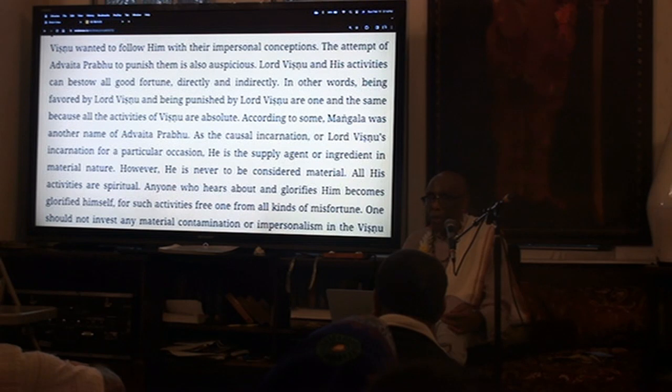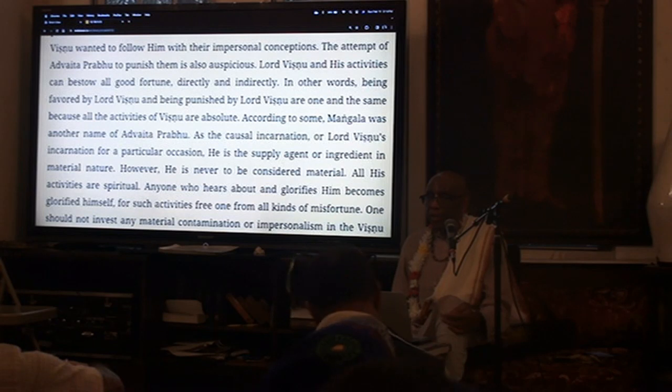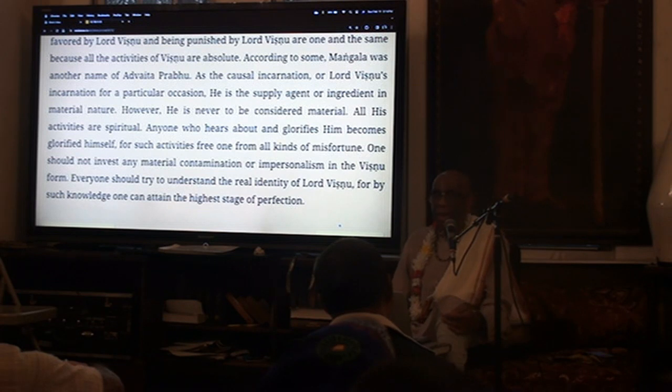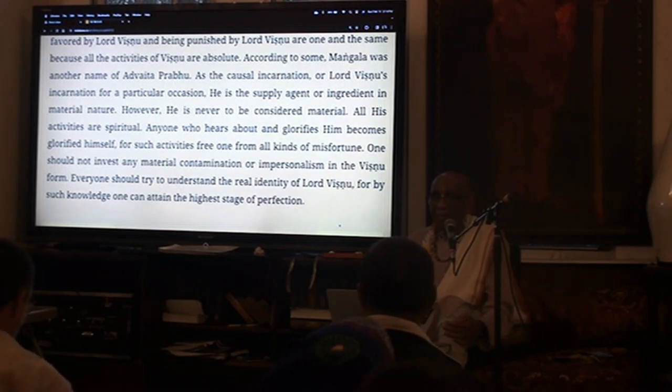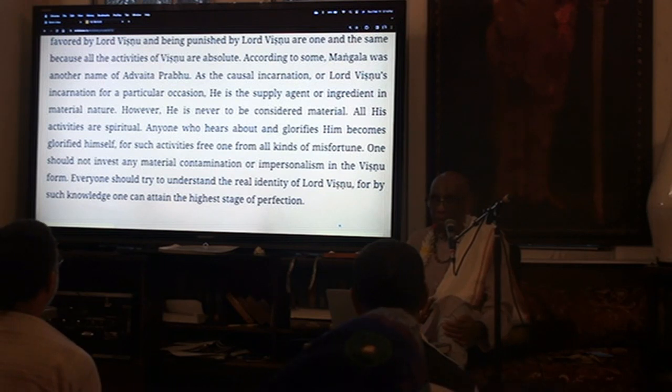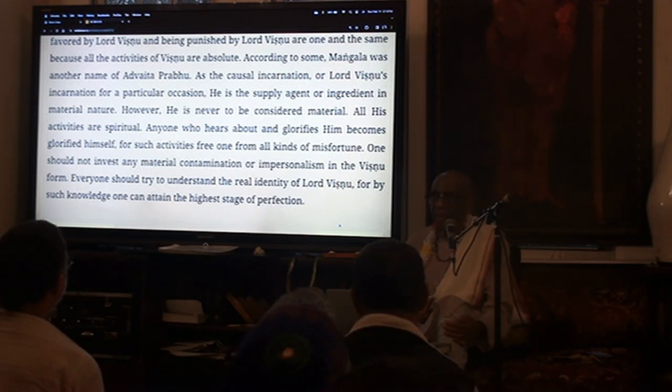According to some, Mangala was another name of Advaita Prabhu. As the causal incarnation of Lord Vishnu's incarnation for a particular occasion, he is the supply agent or ingredient in material nature. However, he is never to be considered material. All his activities are spiritual. Anyone who hears about and glorifies him becomes glorified himself, for such activities free one from all kinds of misfortune. One should not invest any material contamination or impersonalism in the Vishnu form. Everyone should try to understand the real identity of Lord Vishnu, for by such knowledge one can attain the highest stage of perfection.